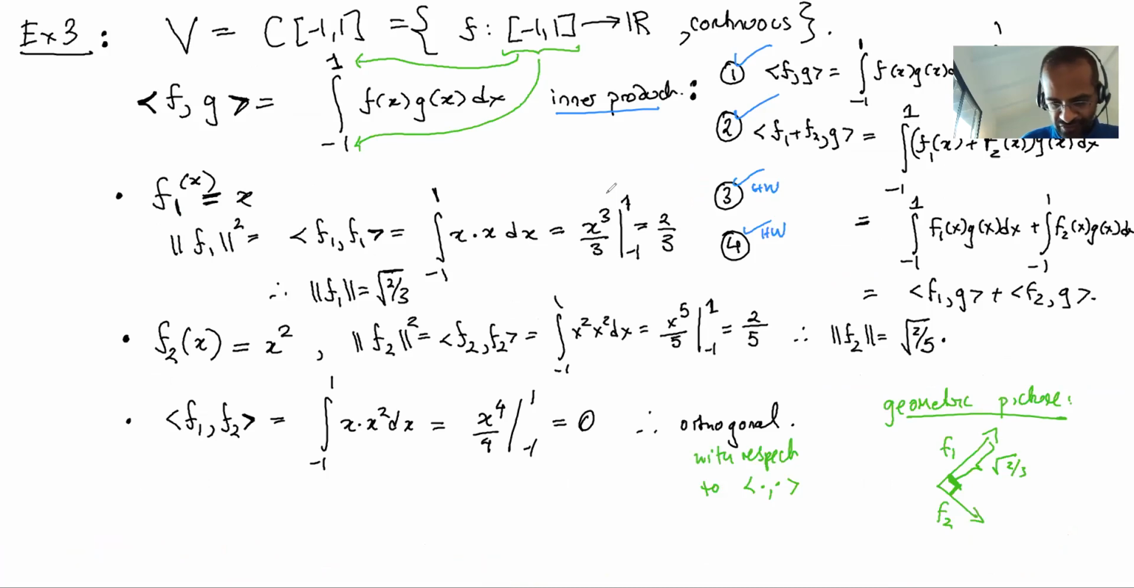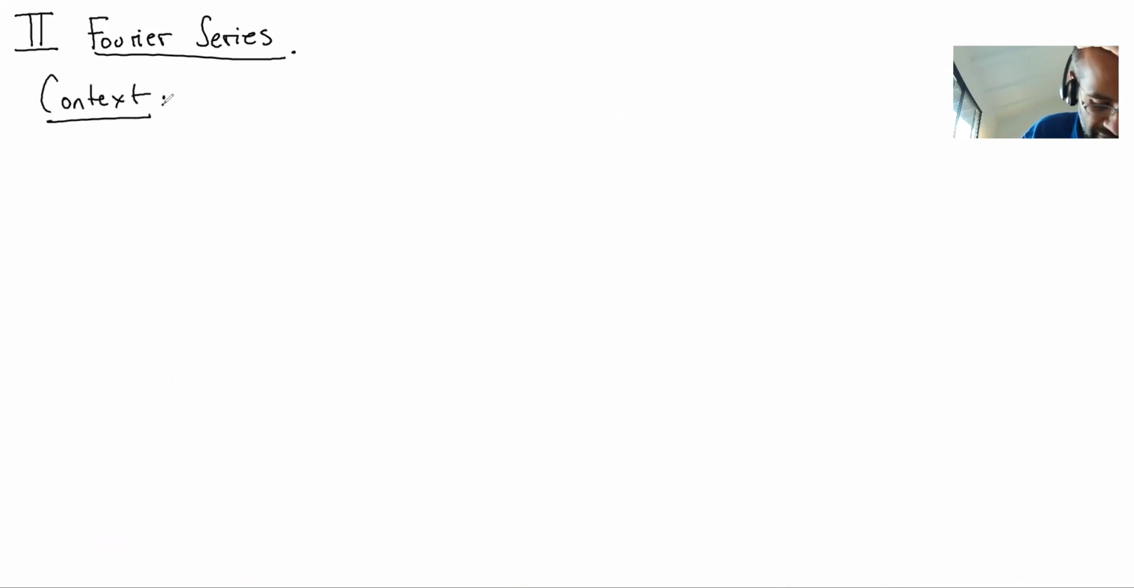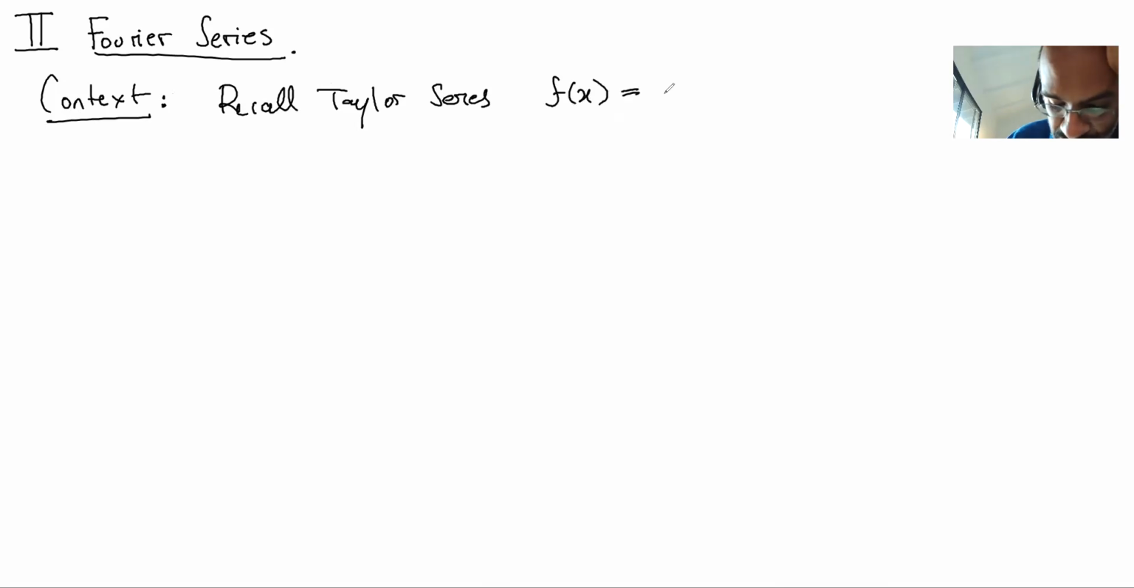Okay, so let me now move on to the most important example of this, which is Fourier series. Let me first put some context before telling you how this is related to inner product spaces. You may recall Taylor series, right? If you have a function f, then if it's differentiable enough times, you can expand it like this, right?